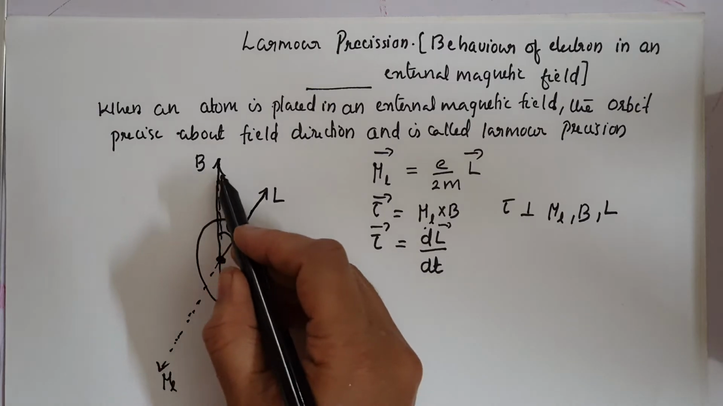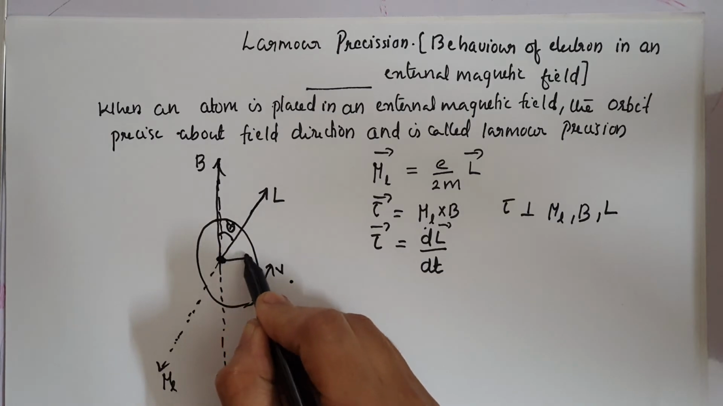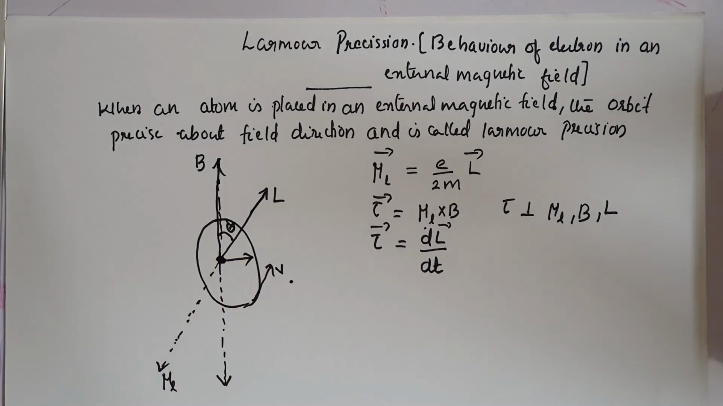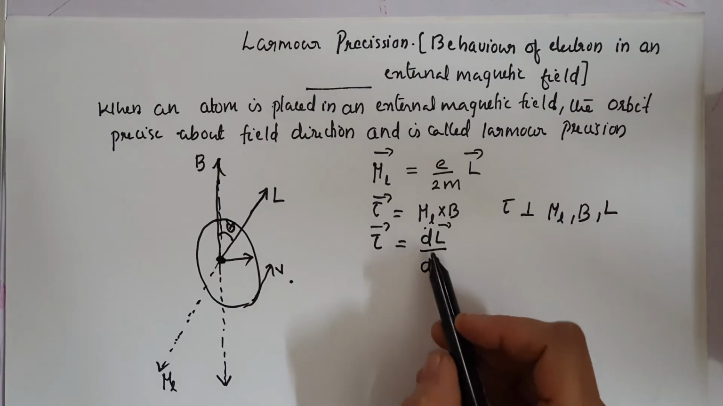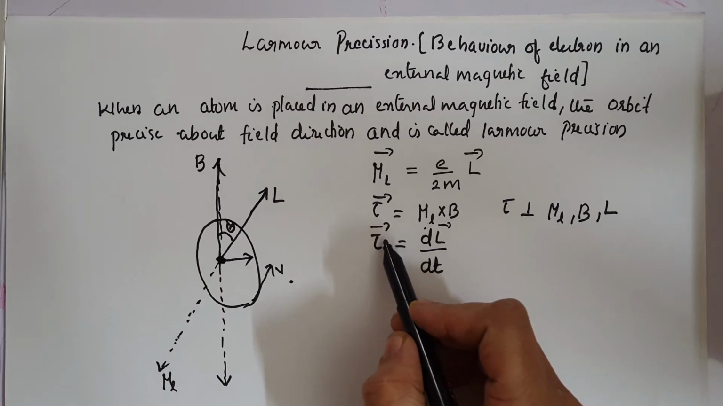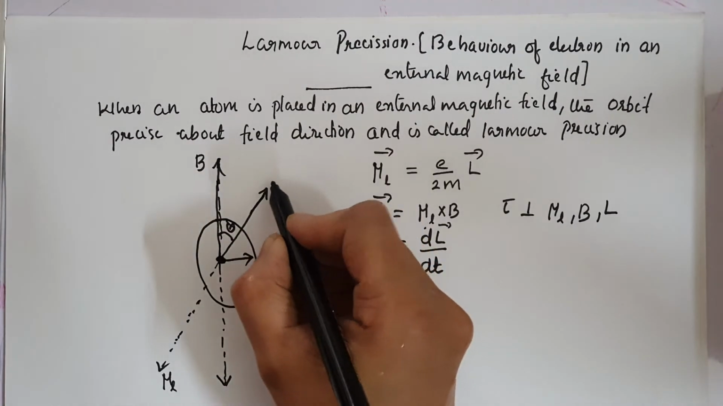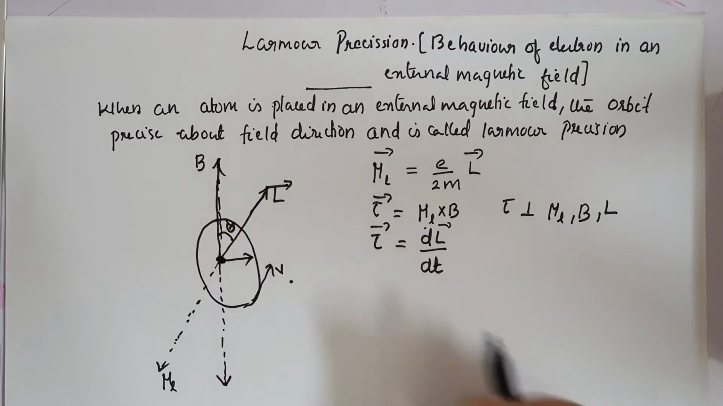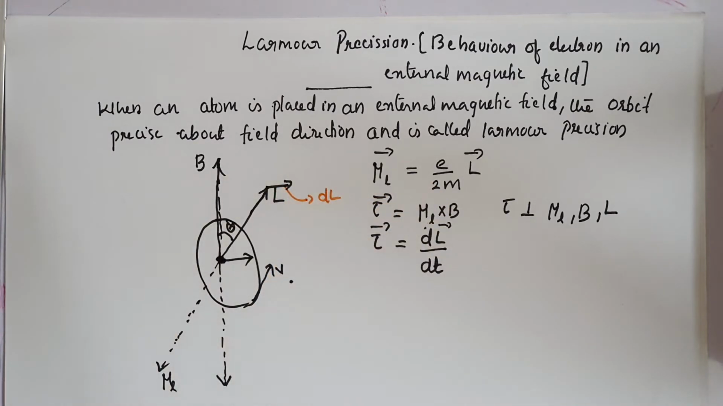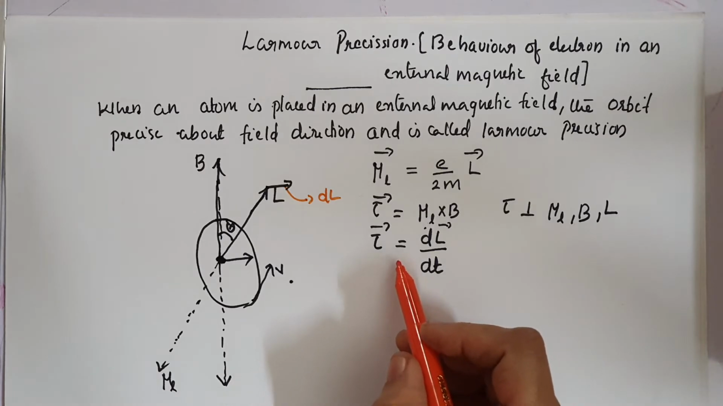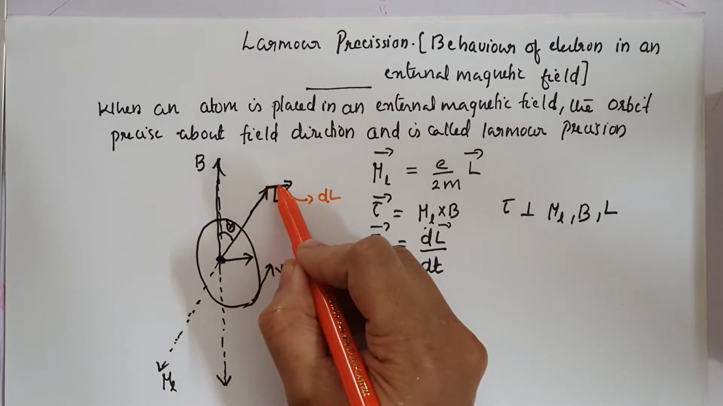So here this is B and this is L or mu L, then the torque will be perpendicular to both. This is the torque acting in this direction. So both are perpendicular. Here we can represent dL as in the same direction as tau. So we can say this is L, and this is the dL. So according to this equation, the torque will be in the same direction as dL. So dL can be represented as this direction.